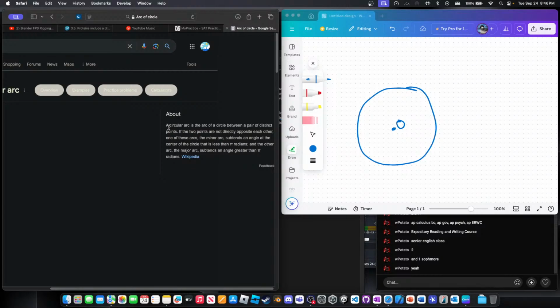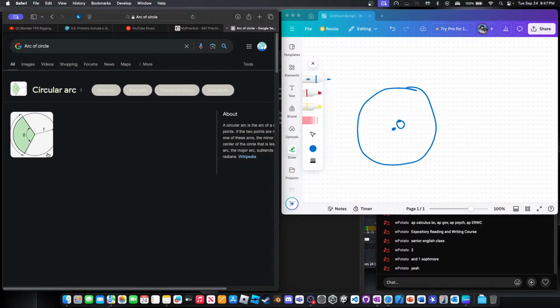Anyways, a circular arc is the arc of a circle between a pair of distinct points. If the 2 points are not directly opposite of each other, one of these arcs, the minor arc, subtends an angle at the center of the circle that is less than pi radians. And the other arc, the major arc, subtends a greater angle than pi radians. Okay.